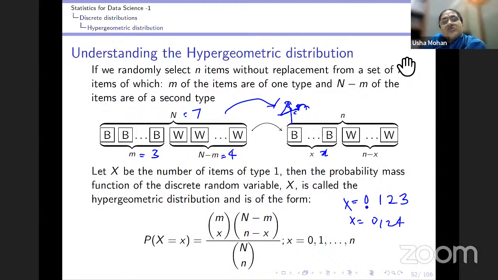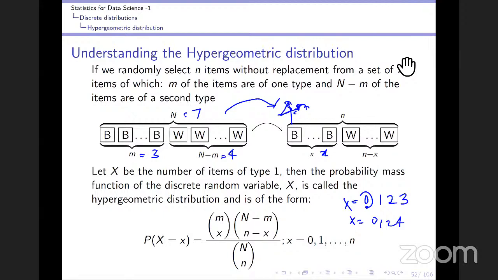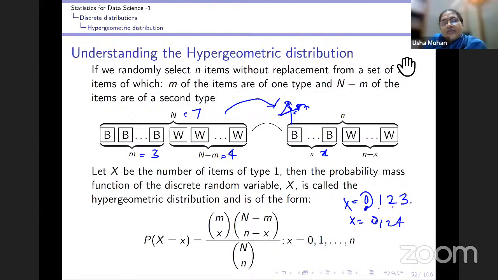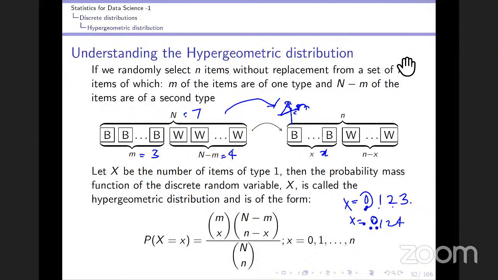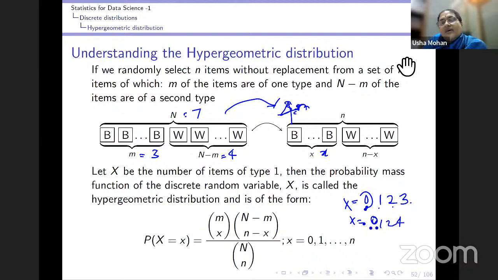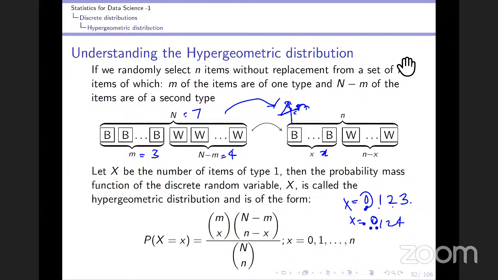Can x take the value 0? What does it mean if x takes the value 0? No black balls. What does it mean if x takes the value 0 for white balls? No white balls, so all black balls. Can I have 4 black balls? No. What are the values it will take here for white balls? 1 to 4. It cannot take the value 0.